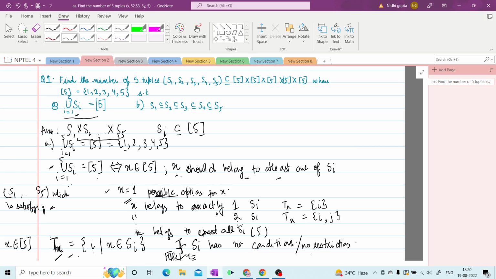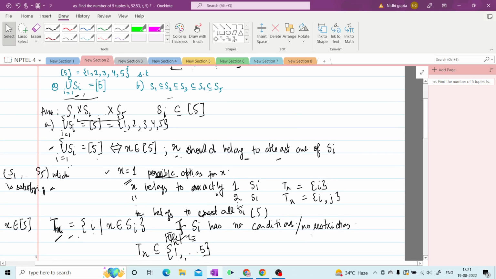So we are trying to find a 5-tuple of sets. Each of these S1, S2, S3, S4, S5 is a set, and each of these Si is a subset of 5. Now we have to find all those 5-tuples S1 till S5 such that the union of Si is 5. So basically, we have to find all the possible subsets S1, S2 and so on, all these 5-tuples, such that the union of Si is equal to 5. So is the question clear?